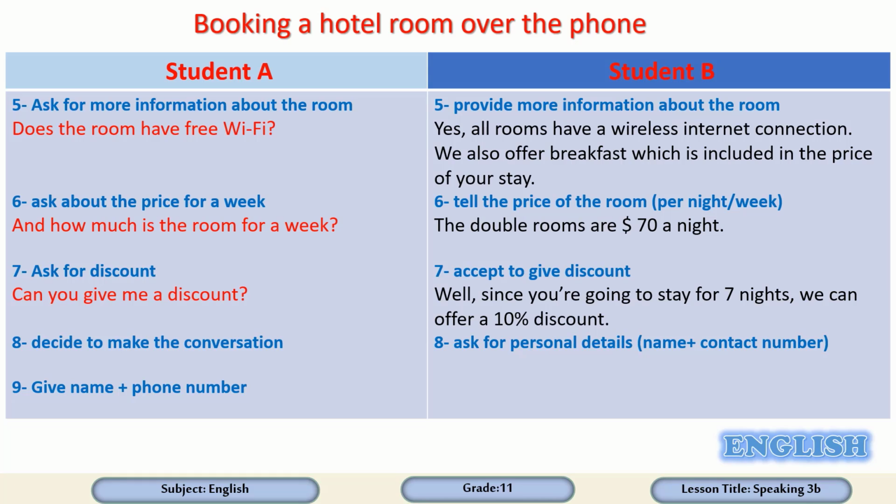Student A then will ask for a discount. He or she can say, "Can you give me a discount?" And student B will answer accepting to give a discount. He or she can say, "Well, since you are going to stay for 7 nights, we can offer you a 10% discount."